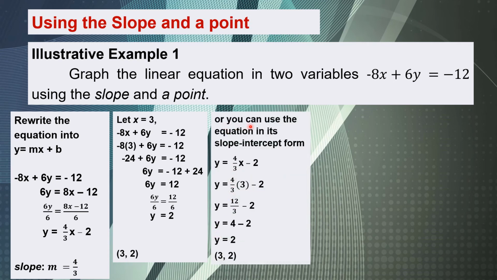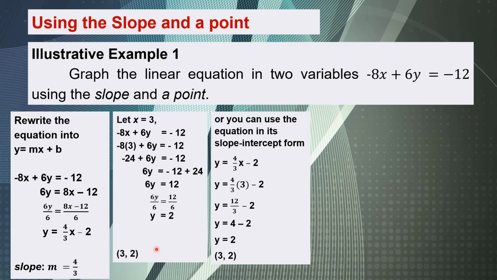Or, you can use the equation in its slope-intercept form. Kanina, ang ginamit kasi natin ay yung ating standard form. Pwede rin naman natin gamitin tong naka-slope-intercept form by just changing x into 3. So, multiplying 4 third to 3, the answer is 12 over 3 minus 2. And 12 divided by 3 is equal to 4 minus 2. So, 4 minus 2 is equal to 2. Thus, using the slope-intercept form, pareho pa rin ang ating point which is 3, 2.